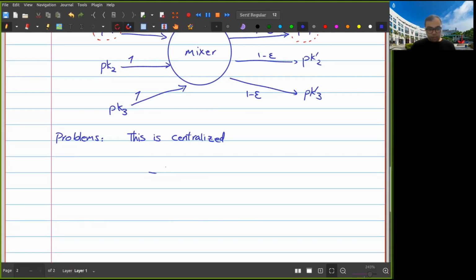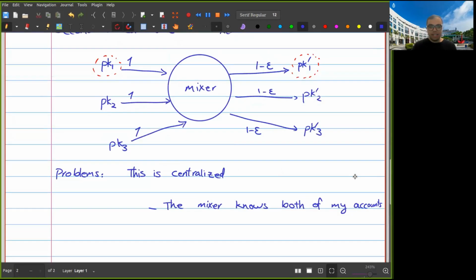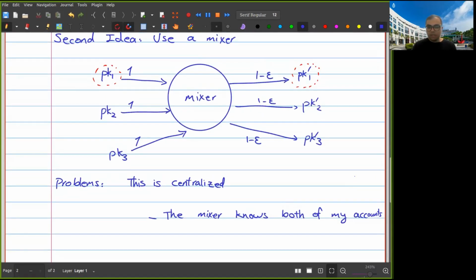So I have this problem. The first problem is that the mixer knows both of my accounts. I don't like that. But there's actually an even bigger problem here. Can you spot an even bigger problem? So of course, I'm not getting the privacy that I hope to get. I'm getting privacy against everyone except for the mixer, but there's also a bigger problem.